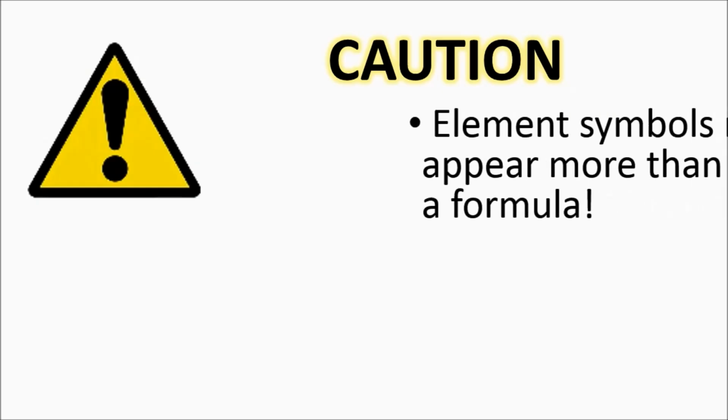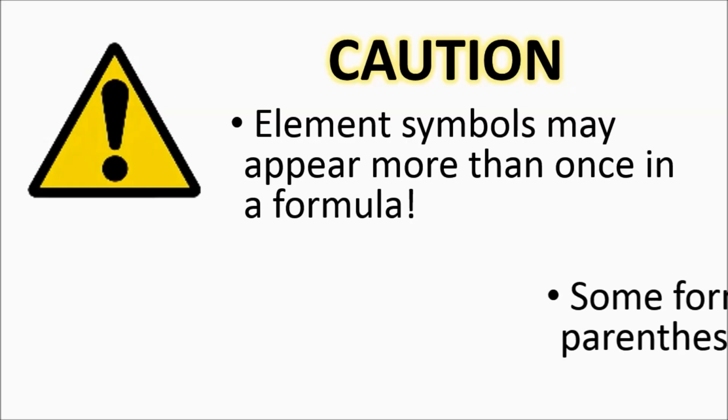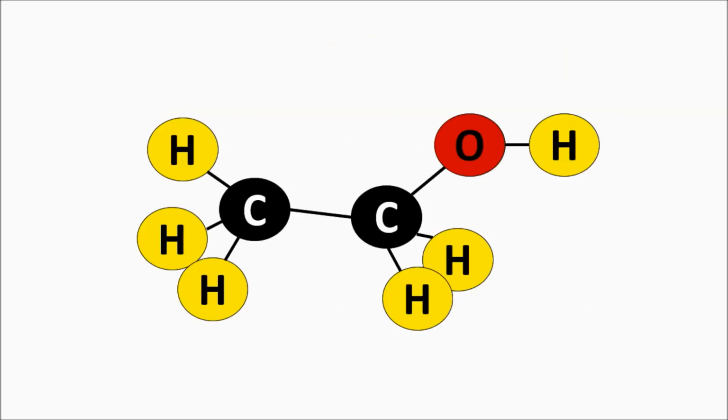But proceed with caution, because chemical formulas can get tricky. Element symbols may appear more than once in a formula, and some formulas contain parentheses. Take a look at this molecule. Think the formula is C2H6O? It could actually be written more than one way.